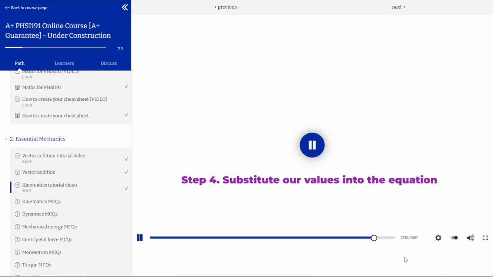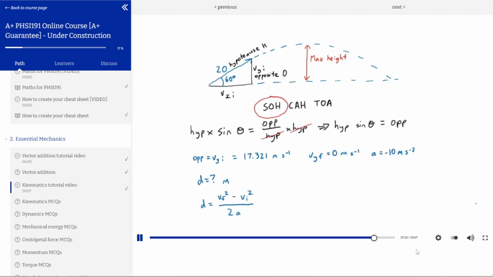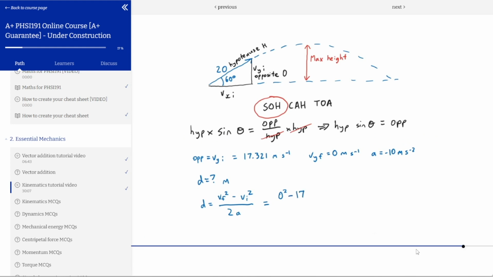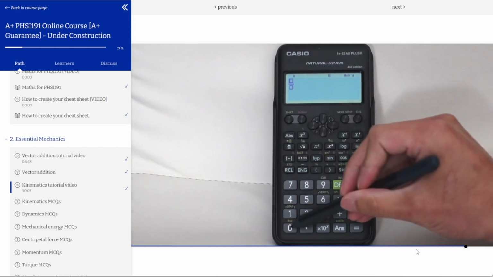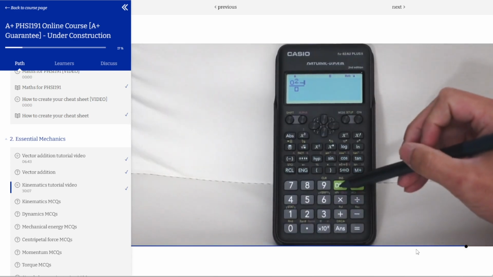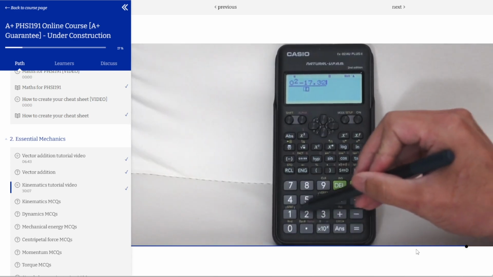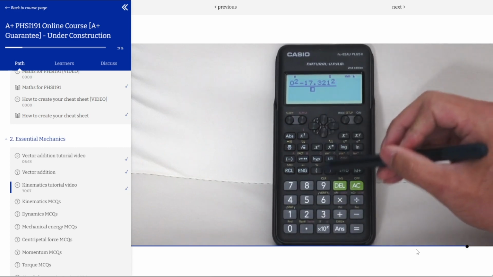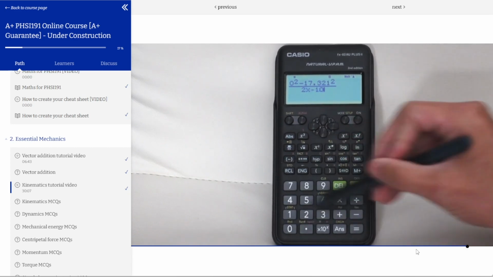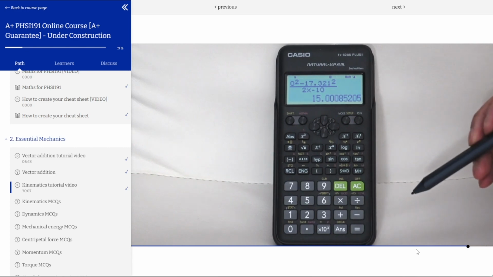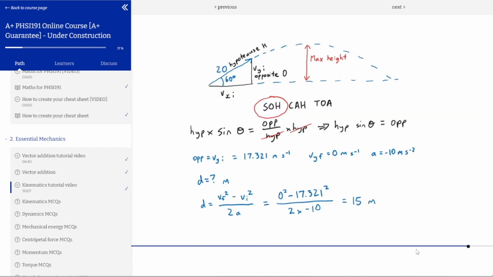Substitute our values into the equation. Let's plug in our values. So D will be equal to 0 squared minus 17.321 squared divided by 2 times negative 10. Let's plug that into our calculator. Use the fraction button. 0 squared minus 17.321 squared, then arrow down or right to go to the denominator. Then enter 2 times negative 10. That should give you an answer of 15 meters.